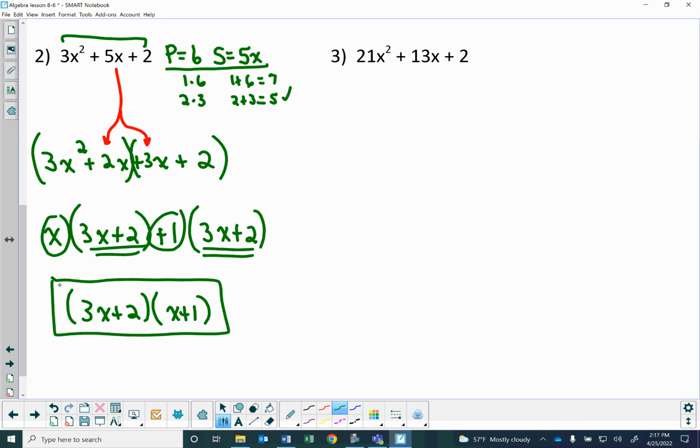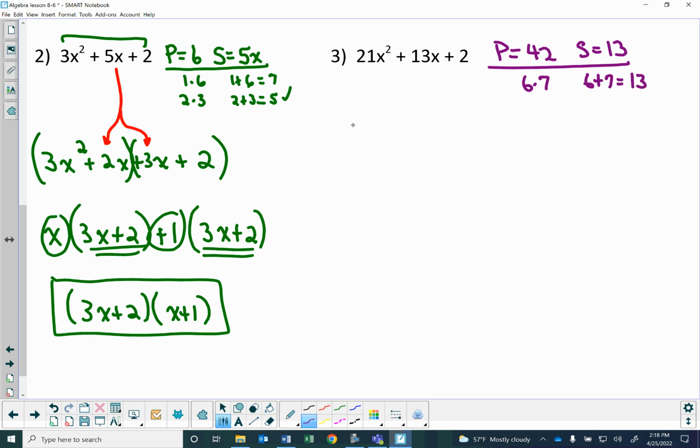Okay, let's take a look at number 3 here. This one's a little bit bigger because I'm looking at this going, wow, my product is a little bigger. My product is equal to 42. My sum is equal to 13. Well, I know 1 times 42 is not going to work, but they both have to be positive. And if they have to sum to 13, they're not going to be super far apart. So I know it's not 2 and 21. I'm thinking 6 times 7, because I think 6 times 7 is 42. 6 plus 7 is equal to 13. So there I have it.